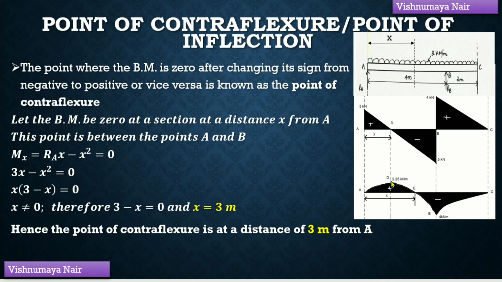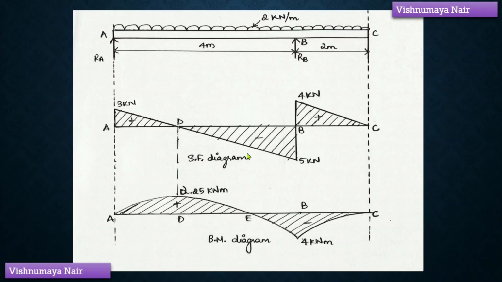You can also see that the bending moment is maximum at the point where the shear force is 0 after changing its sign from positive to negative, and the maximum value of bending moment is equal to 2.25 kilonewton meter. These are the shear force and bending moment diagrams of an overhanging beam with a uniformly distributed load over it.